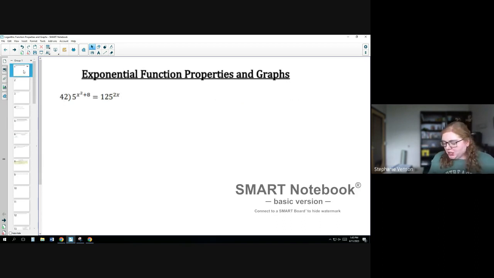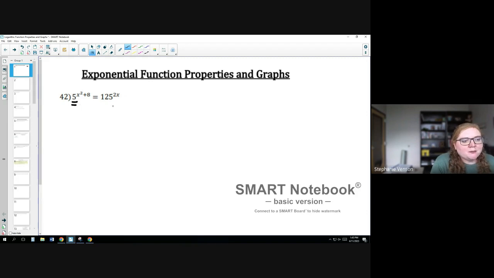Okay, so in the exponential lesson, exponential function properties and graphs, at the very end, we were discussing solving exponential equations. And so we said that if you can make your bases the same, that you can just drop the bases and set the powers equal. So let's take a look at that here. We have 5 raised to the x squared plus 8 equals 125 raised to the 2x.